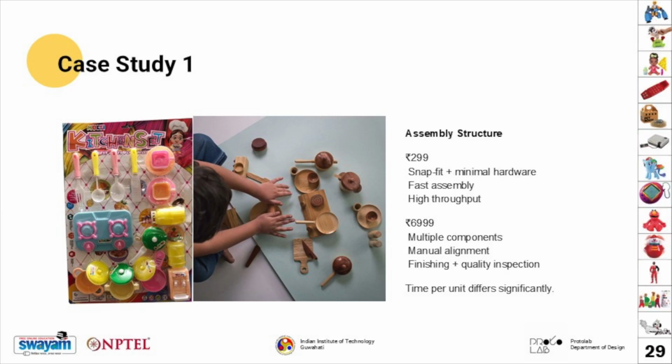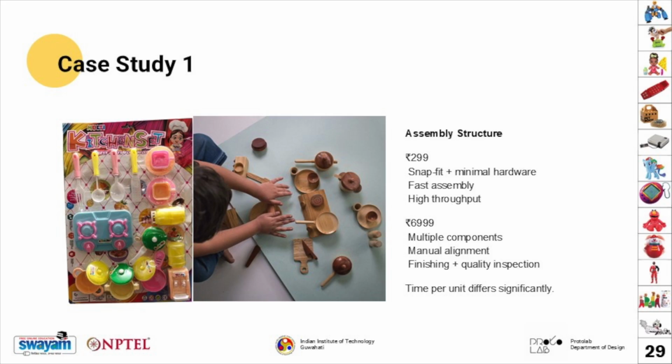The plastic set is typically designed for rapid assembly. Many parts snap together, fasteners are minimal, and assembly may take under a minute per unit in optimized production lines. High output means factory rent, supervisor salaries, and electricity are spread across many units, lowering per unit cost.